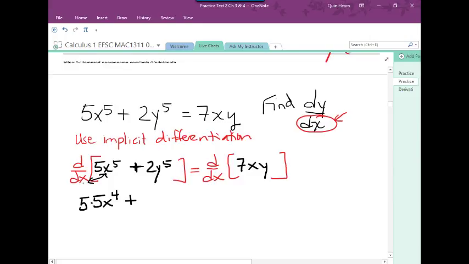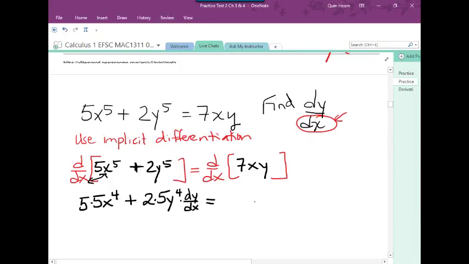Plus, but now when we take the derivative of 2y to the 5th, the variable doesn't match up with the dx, which is okay. But that means you apply the power rule and then you just add in a little dy dx at the end. So we're going to have 2 times, bring the 5 out front, subtract 1 from it, times dy dx. Okay, so that's how you differentiate the left side. We'll simplify in a minute.